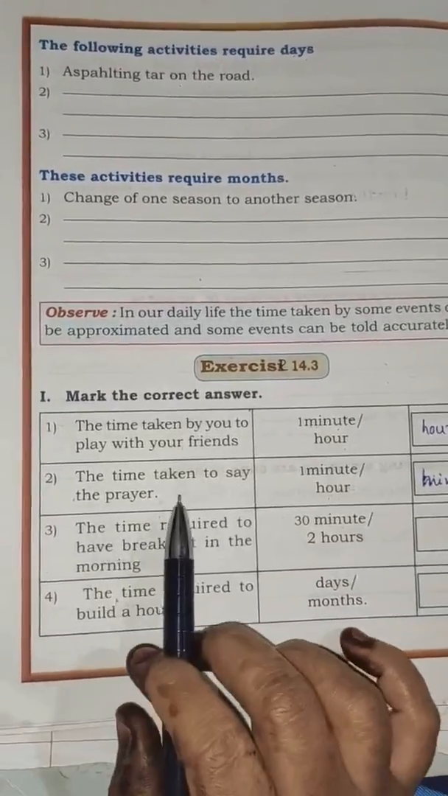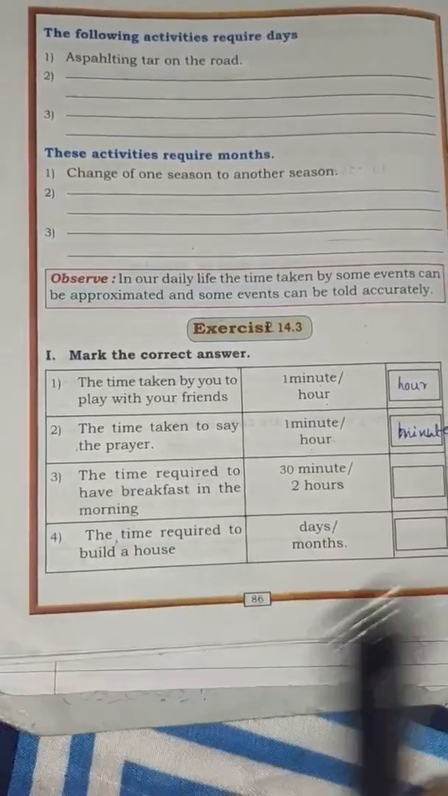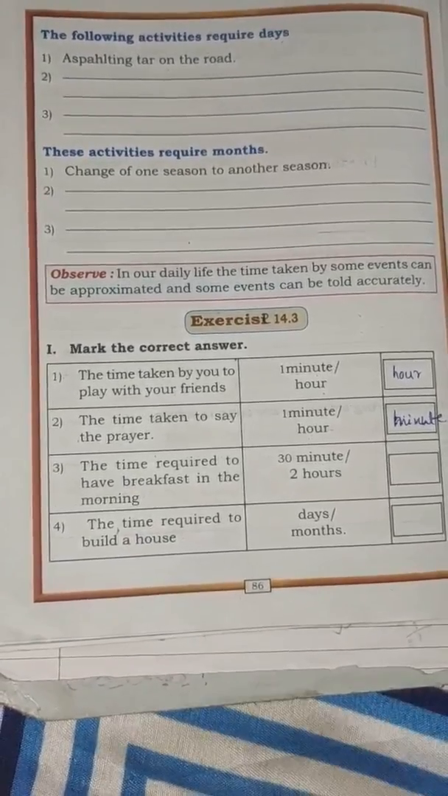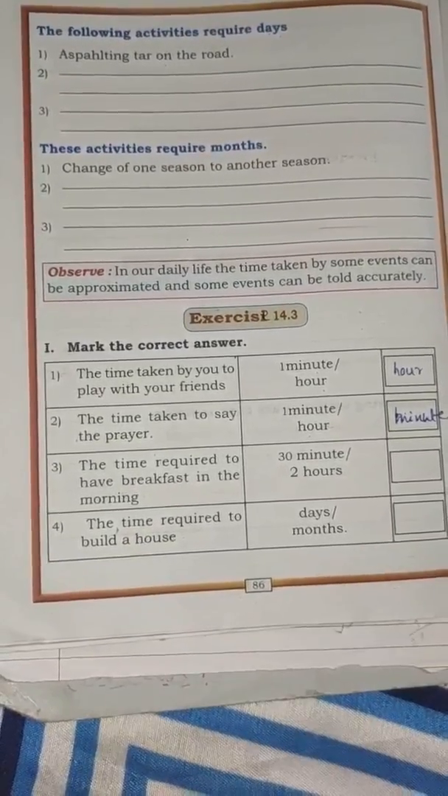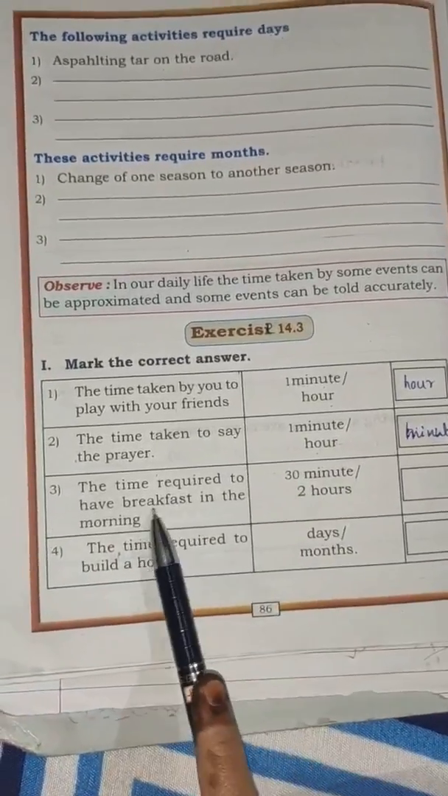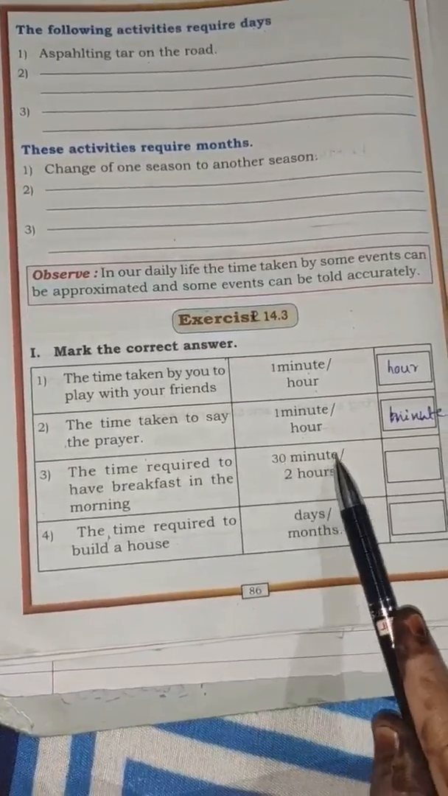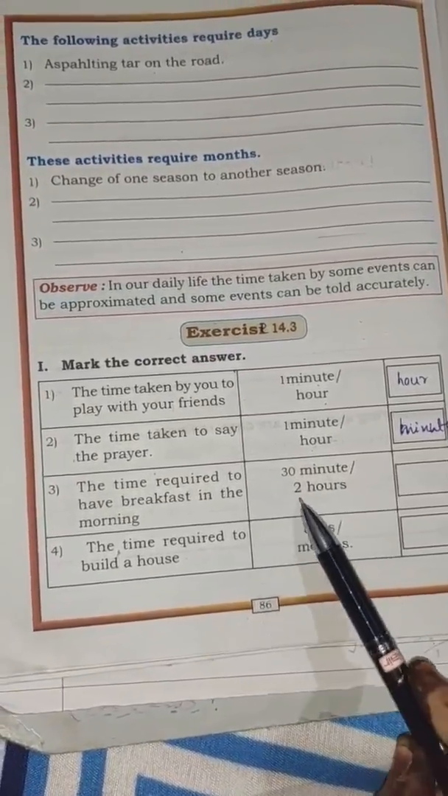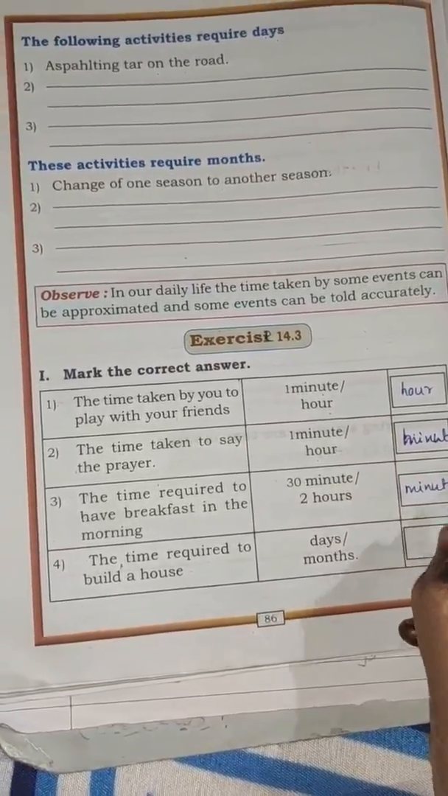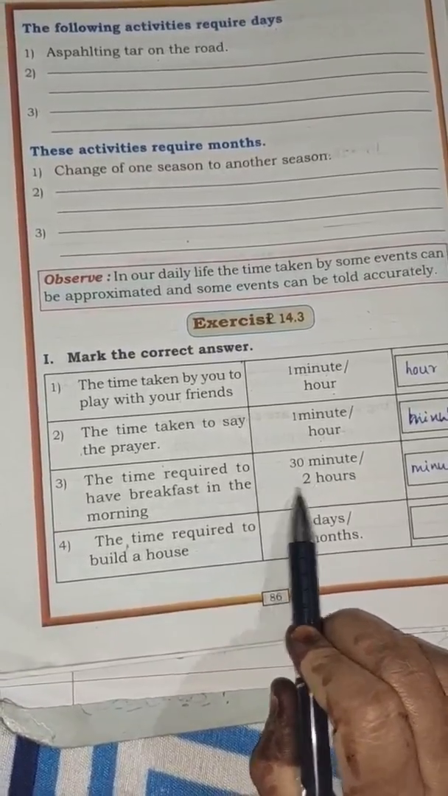The time taken to say the prayer. Yes or no? Before we having our meal, we pray. Yes or no? For doing some work, we pray. It takes hardly 1 minute. Yes or no? Next, the time required to have breakfast in the morning. Whether it takes 30 minutes or 2 hours. Yes, it takes 30 minutes. It takes some minutes. Yes or no? It takes, whether it is 15 or 30, it takes minutes. You do not need hours to complete your breakfast.